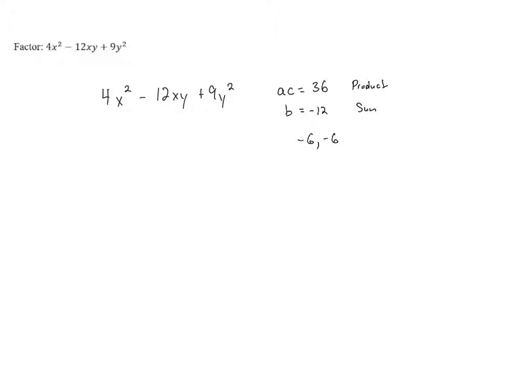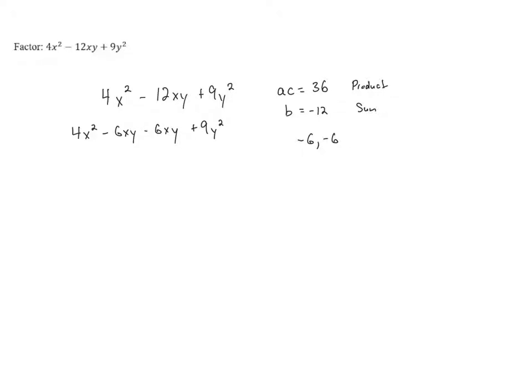Now when we use the AC method, we split up the middle term. And we're going to do the same thing here. That 4x squared is going to stay 4x squared. But that negative 12xy is going to become negative 6xy minus another 6xy plus that 9y squared.